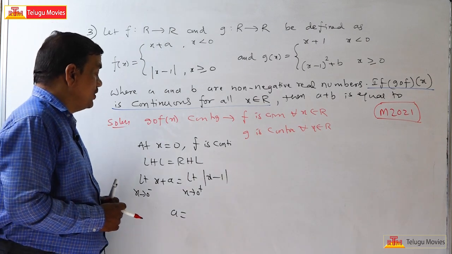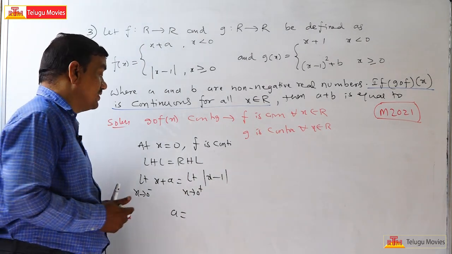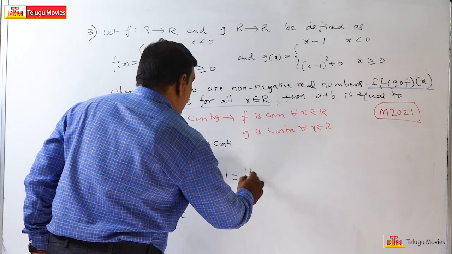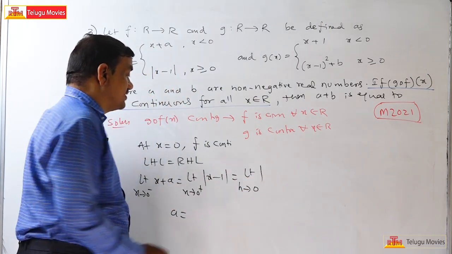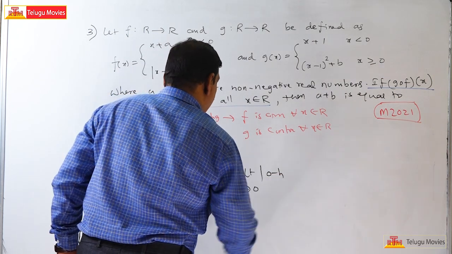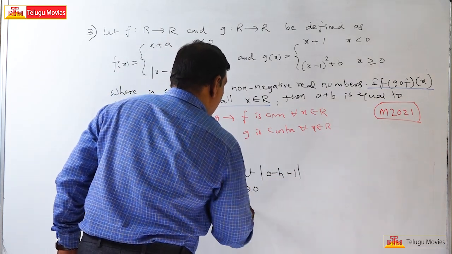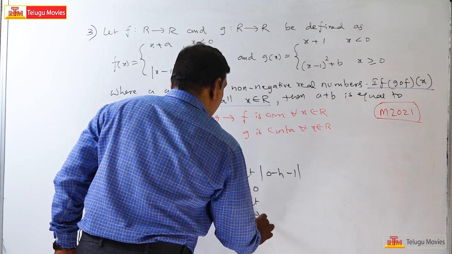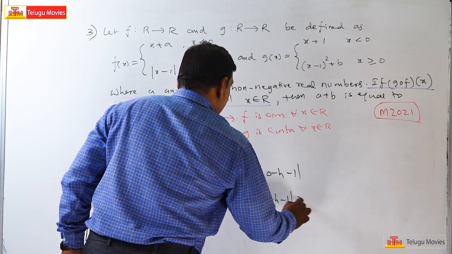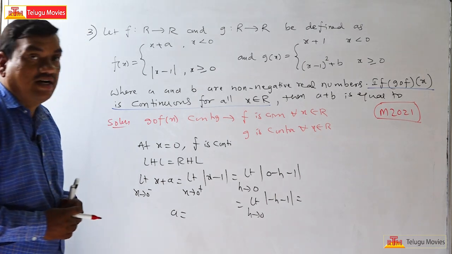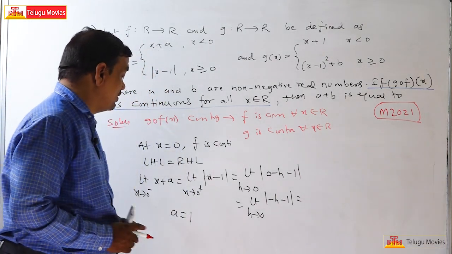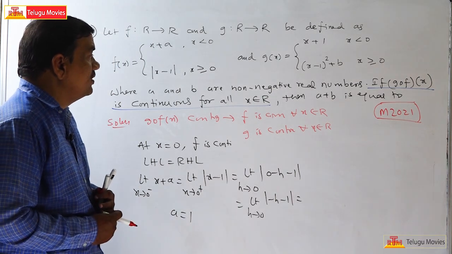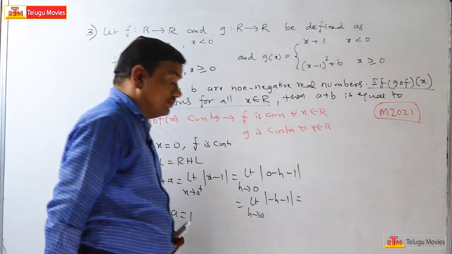So x tends to 0 plus means let us write in this form, limit h tends to 0, in place of x we will write 0 minus h minus 1. So this is equal to limit h tends to 0 of modulus of minus h minus 1. So here also we will get minus 1, that is modulus of minus 1. So a value is equal to 1 we will get. Let us calculate b value.